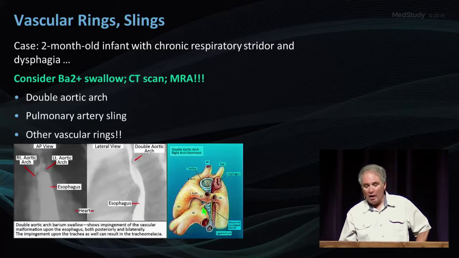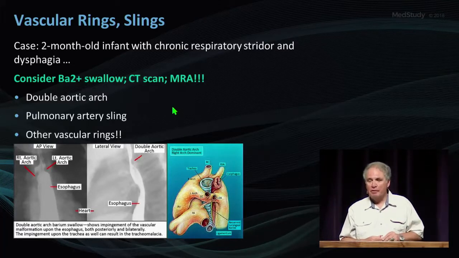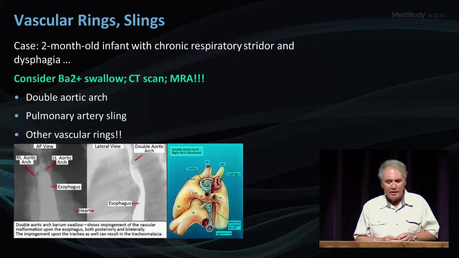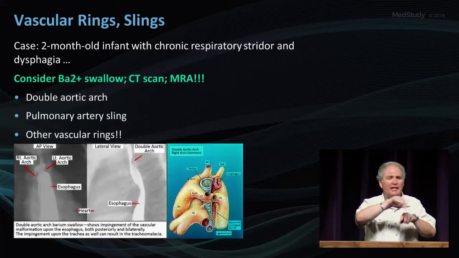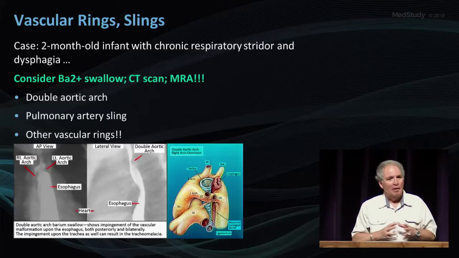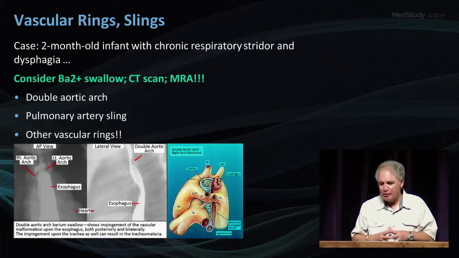And one of the more common variants causing these symptoms is illustrated right here. A double aortic arch pinching both the esophagus and somewhat on the trachea. And these are diagnosed, in the old days, by barium swallow, but now CT scans or even better, magnetic resonance imaging. So intervention, correcting the double aortic arch or the pulmonary sling that's passing between the trachea and the esophagus is life-saving. But again, be aware of the case presentation on the exam of a 2-month-old infant with chronic respiratory stridor and dysphagia. Image that patient, look for a vascular ring.